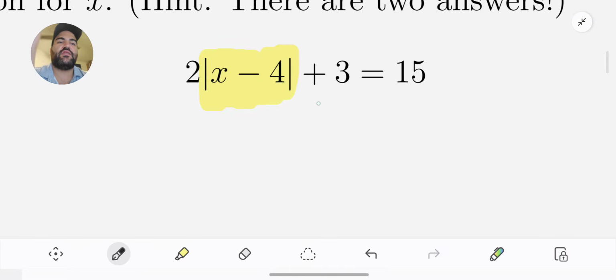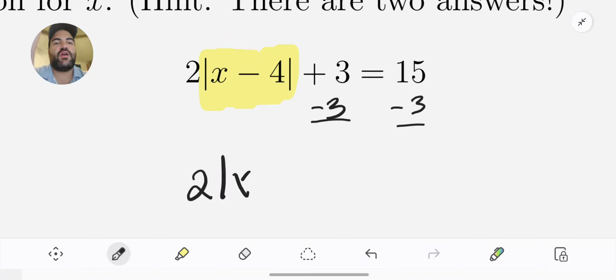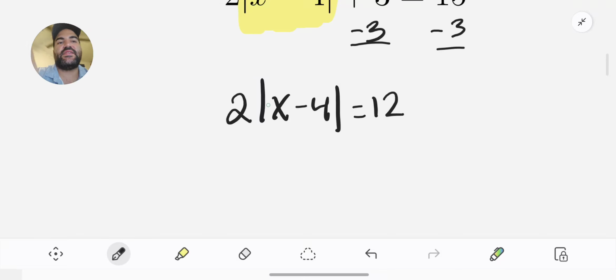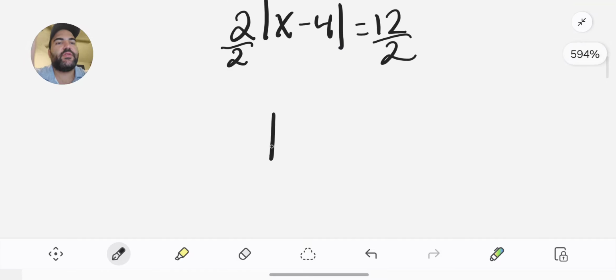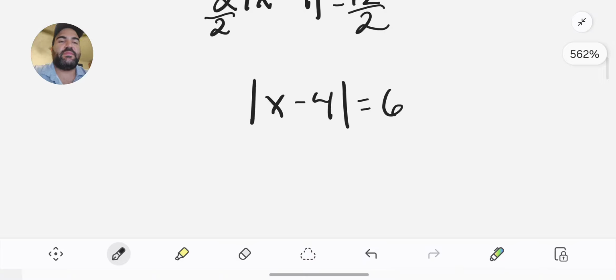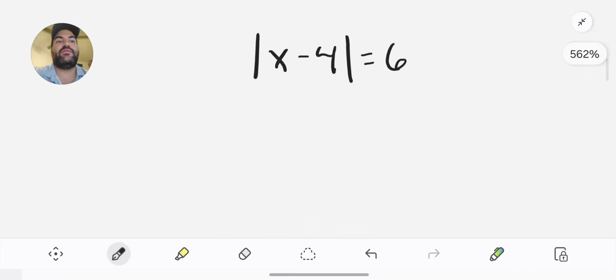First thing to do is subtract the 3. Boom. It's easy enough. Copy, copy. That's 12. And now, I got to get the house by itself. Still not by itself. See that 2 right there? Divide by 2. So just easy algebra right here. So we got the absolute value of something, x minus 4, equals 6. The objective complete. We got the house by itself.